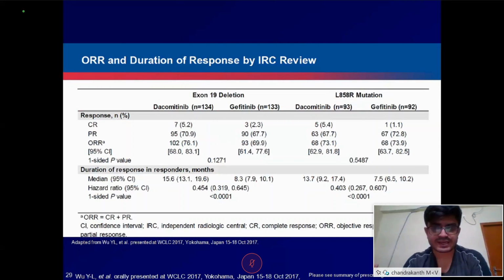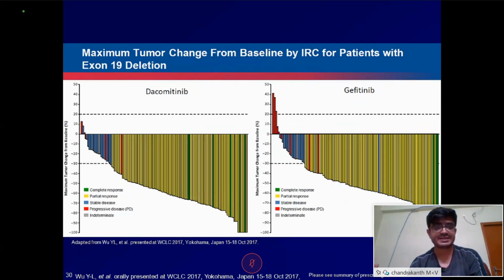You can see exon 19 deletion. You can see the number of responses, complete response in 5% with Dacomitinib. Whether it is exon 19 or exon 21, both had an equal magnitude of difference. However, numerically exon 19 was superior because of its biology and the affinity of these TKIs to exon 19 inhibition.